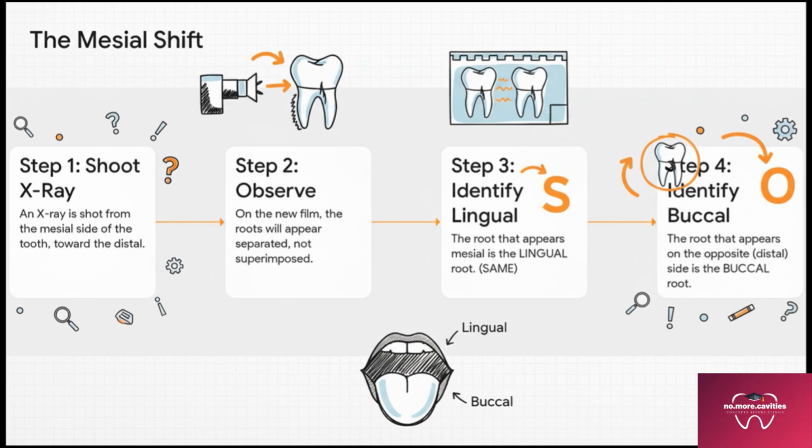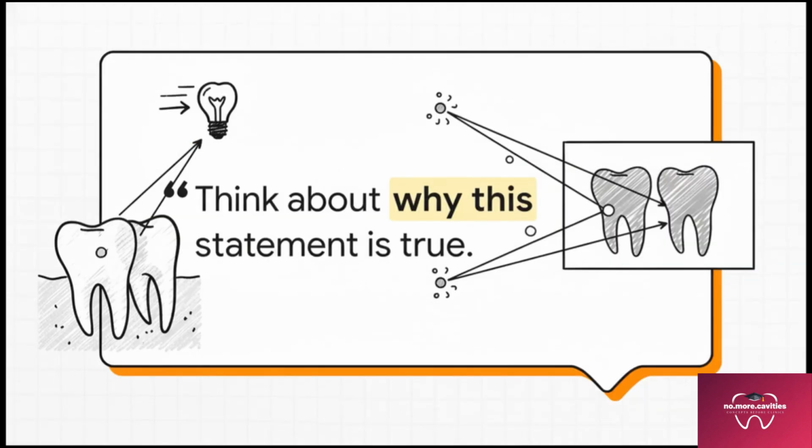totally solved. And really, this is the most important thing to take away from all this. Don't just memorize the letters S-L-O-B. Try to actually visualize it. Picture those two roots, one behind the other. Imagine the x-ray source shifting and just see how their shadows dance and move on the film. Once you can really see that in your mind's eye, you'll get the simple genius behind the SLOB rule.